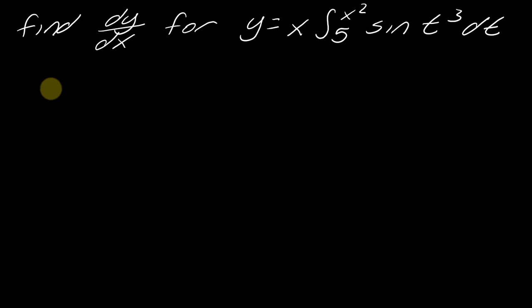We're trying to find dy/dx for y equals x times the integral of sine t to the third dt, and we've got these limits of integration from 5 to x squared. Okay, so just jumping right into this.